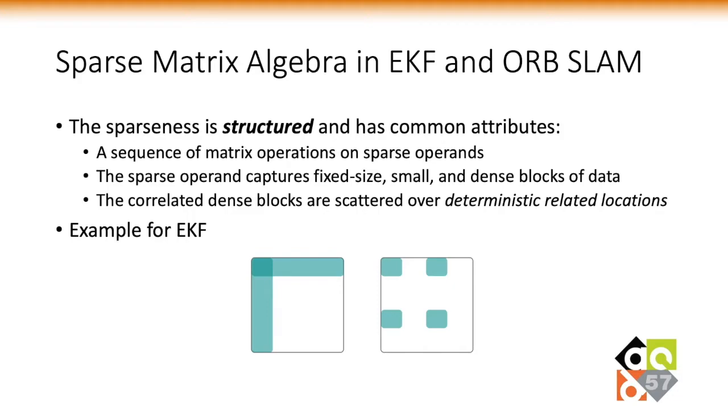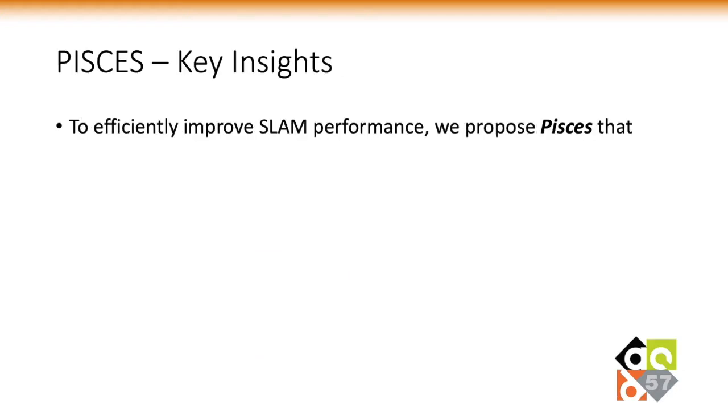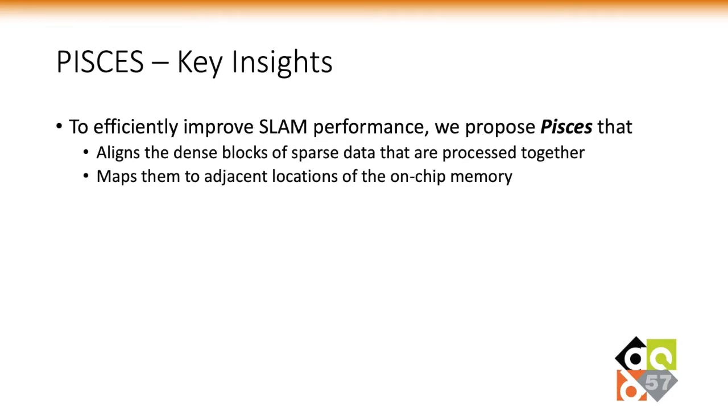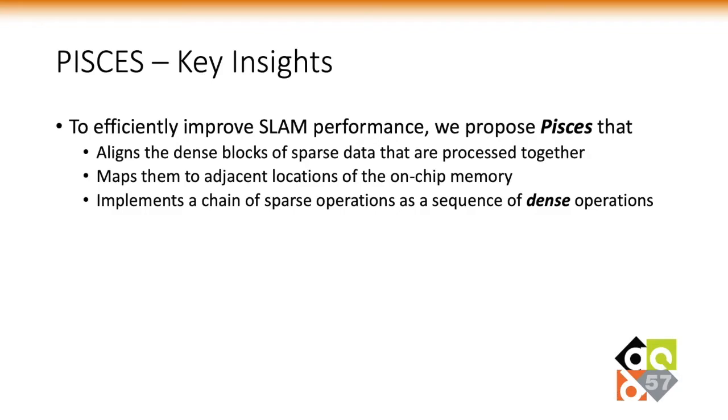For instance, in EKF, a particular sparse operation accesses only the colored parts of an operand matrix shown in this slide. We take advantage of this structure in sparse matrices and propose Pisces to efficiently improve SLAM performance. The key insights of Pisces include the following. Pisces aligns the dense blocks of sparse data that are processed together and maps them to adjacent locations of the on-chip memory. Pisces implements a chain of sparse operations as a sequence of small dense operations.